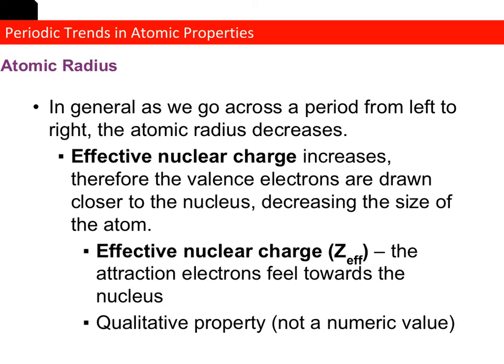As you go from left to right, what you're doing is you're adding more protons, but you're also adding more electrons. And when you add more protons and more electrons, you get a stronger pull between those oppositely charged particles. And that results in an increased effective nuclear charge. This increases when you add more electrons and more protons to the nucleus. The more you have, the tighter the pull. And the tighter the pull, you decrease the size of an atom. The effective nuclear charge is the attraction electrons feel towards the nucleus.